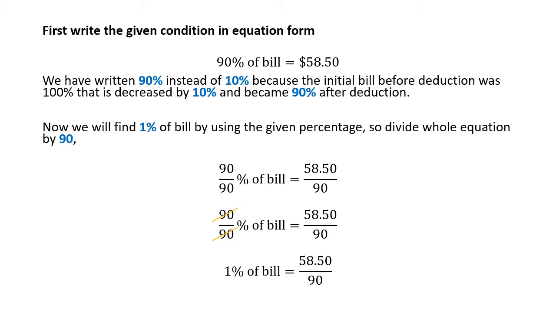First, write the given condition in equation form, that is 90% of bill equals $58.50. We have written 90% instead of 10% because the initial bill before deduction was 100%, that is decreased by 10% and became 90% after deduction. Now we will find 1% of bill by using this percentage, so divide the whole equation by 90. So we have 1% of bill equals 58.50 upon 90.